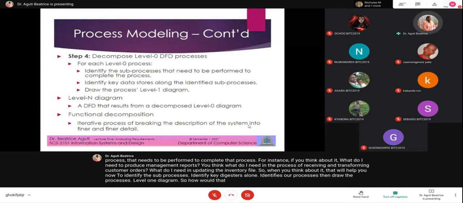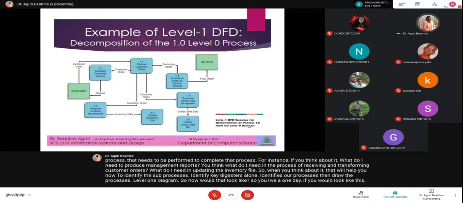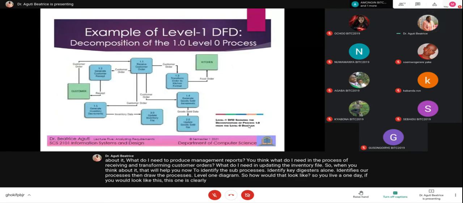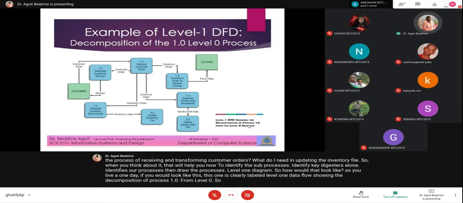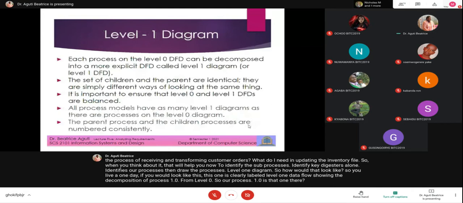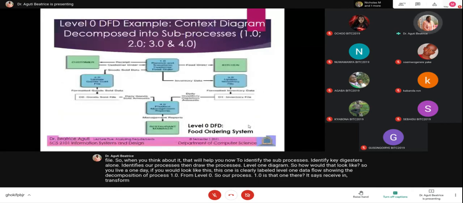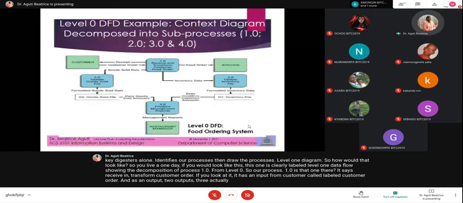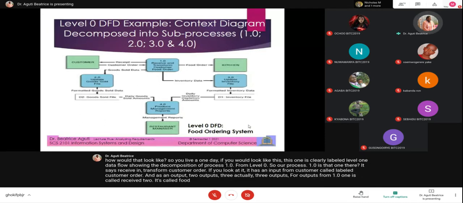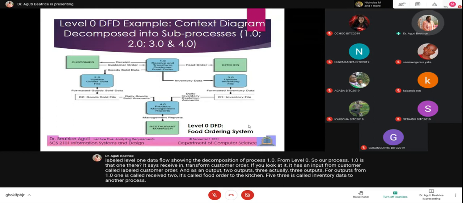So how would that look? Your level one DFD would look like this. This one is clearly labeled level one data flow diagram. So our process 1.0 is that one there. It says receive and transform customer order. If you look at it, it has an input from customer labeled customer order, and four outputs from 1.0. One is called receipt. Two is called food order to the kitchen. Three is called inventory data to another process. Four, goods sold data to process 2.0.